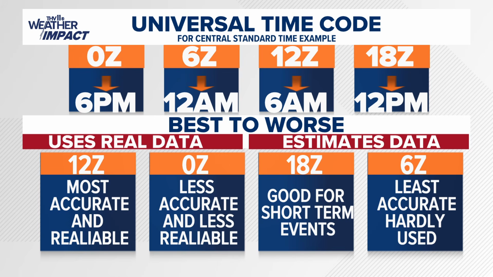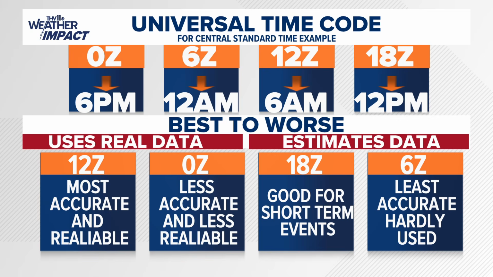Your 0Z is a little less accurate for some reason. It's not as accurate as the 12Z, but we still take it into account. Now your 18Z, that's good for short-term events. I don't really look at 18Z data when it's 5-7 days out. And certainly 6Z data is awful. It's the least accurate, it's hardly used.